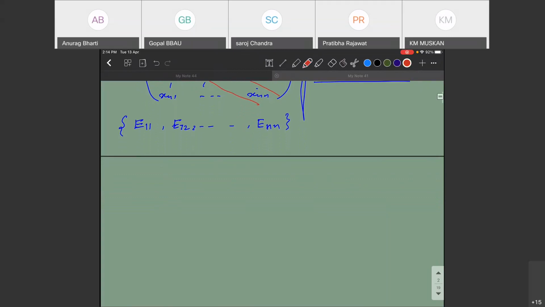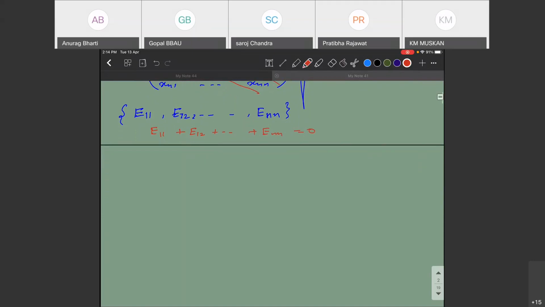So the candidates for diagonal entries, let's see them. So we have E11, E22, Enn, this is zero. Okay, so from here, what we observe, so if we know E11 to E(n minus 1)(n minus 1), if we know these entries, then I must know this one because it is given by this formula.